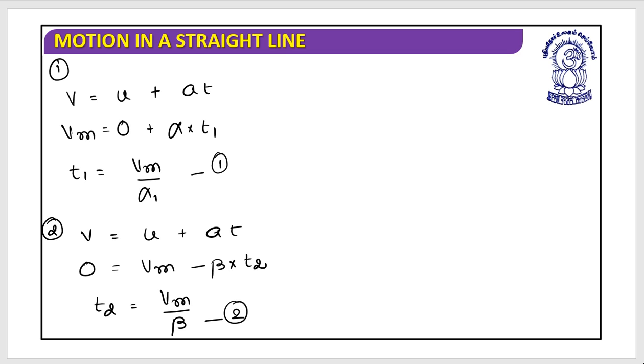Now what I can write is that t should be equal to t1 plus t2, because they have not provided t1 or t2. They have simply provided t. So t is equal to t1 plus t2. Now my t1 is equal to Vm by alpha, and my t2 is equal to Vm by beta.